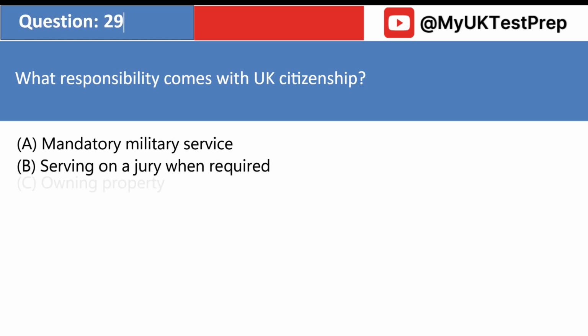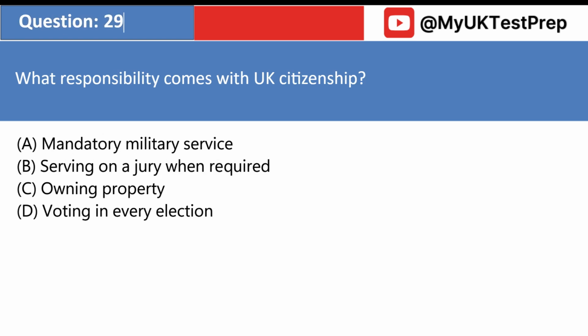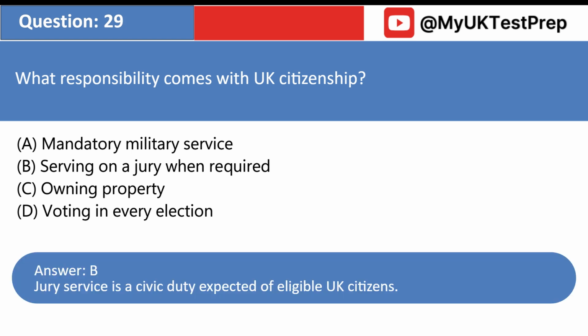What responsibility comes with UK citizenship? A. Mandatory military service. B. Serving on a jury when required. C. Owning property. D. Voting in every election. Answer: B. Jury service is a civic duty expected of eligible UK citizens.